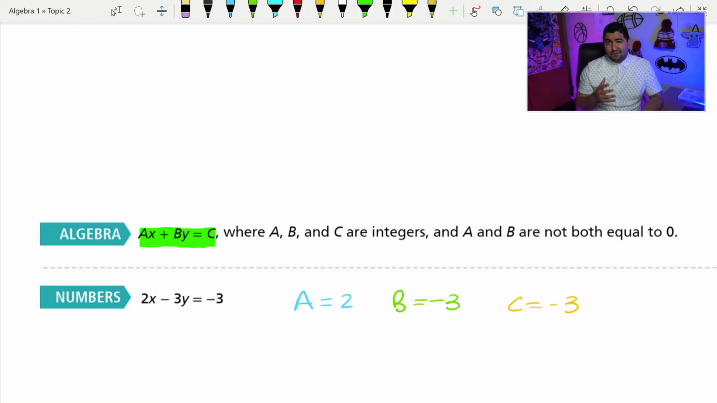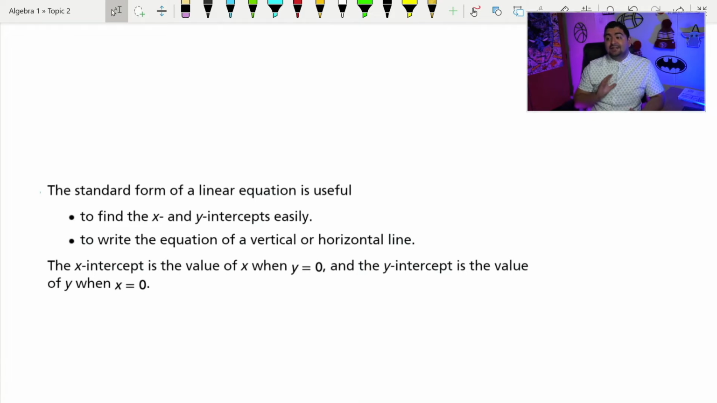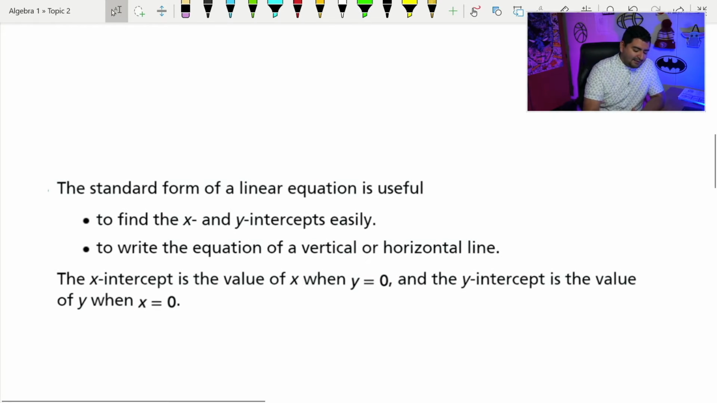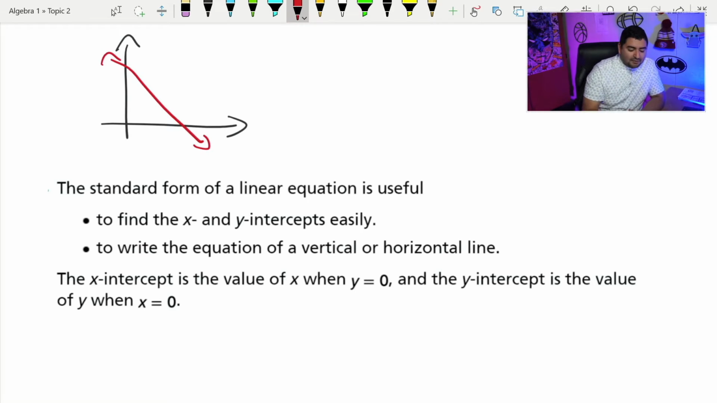So let's talk about why we would use standard form in the first place. The standard form equation is useful. A lot of times we use it to find the x and y intercepts easily. In case you've forgotten, those are the points where our line, which in my example is here in red, crosses the x-axis, that's our x-intercept, and the y-axis, that's our y-intercept. Sometimes it's nice to be able to find these values in certain real-life problems. These two values tend to be important, so sometimes it's nice to be able to find them quickly, so we use standard form.